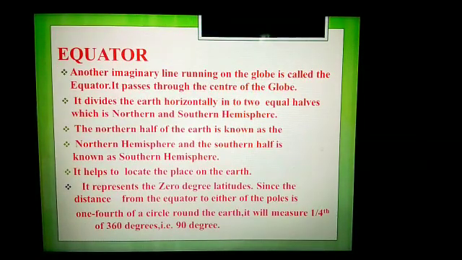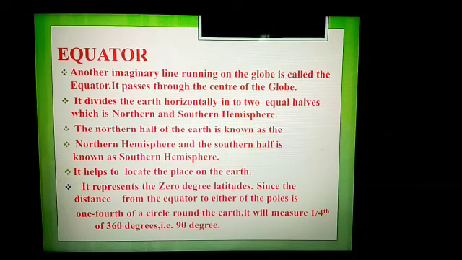Next, another imaginary line running on the globe is called the equator. It passes through the center of the globe. It divides the earth horizontally into 2 equal halves, the northern and southern hemispheres. The northern half of the earth is known as the northern hemisphere and the southern half is known as the southern hemisphere. It helps to locate places on earth.